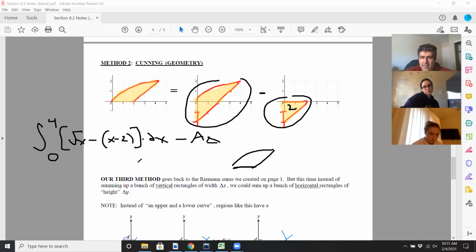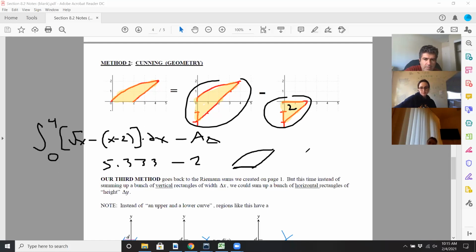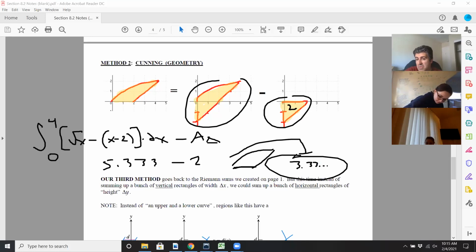I mean, I have my graphing calculator right here. I don't want to go back to my other device, but if I integrate from 0 to 4 of root x minus x minus 2 dx, and then minus 2, yeah, I do get 3.33 if I do this correctly. So it'll be minus 2, and that's 5.333. So I get 3.333 repeating. So that's another way you could do it too, if you wanted to: the area between two curves, and then that little sliver, which you know is the right triangle.